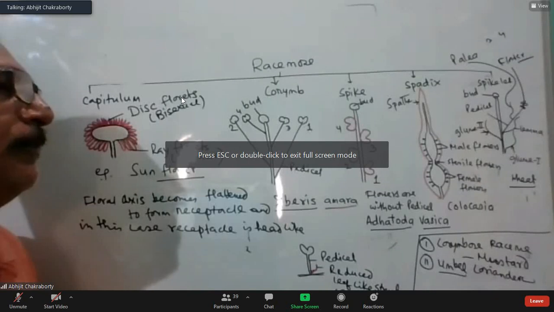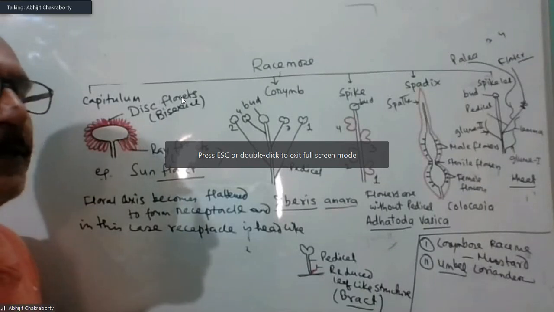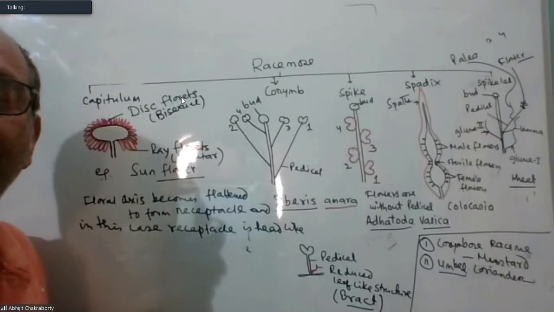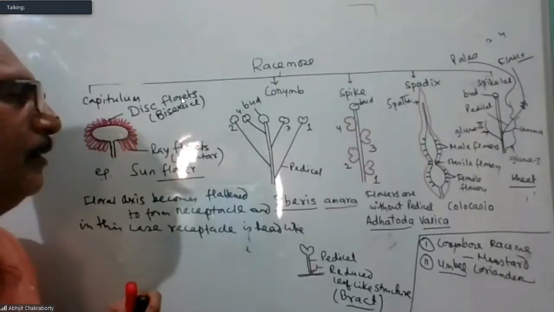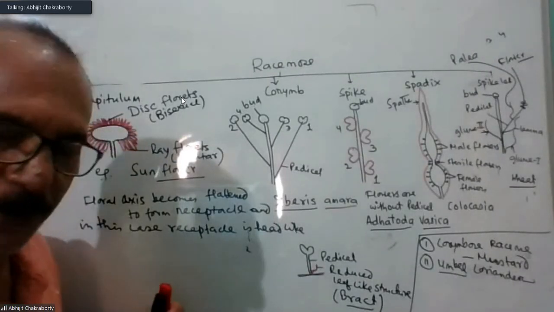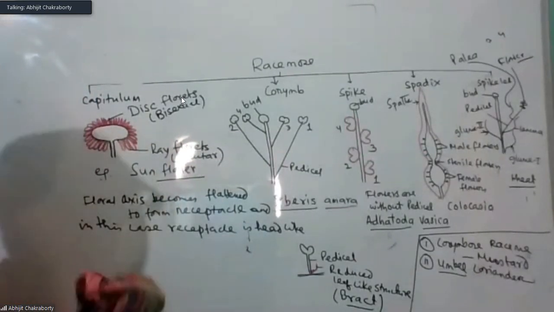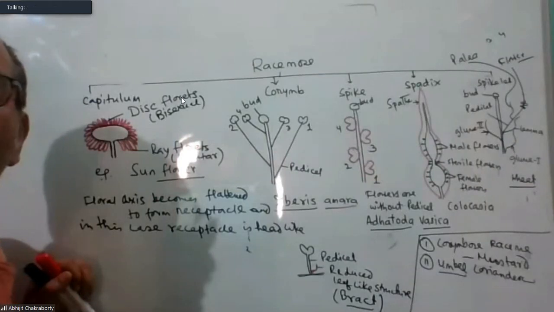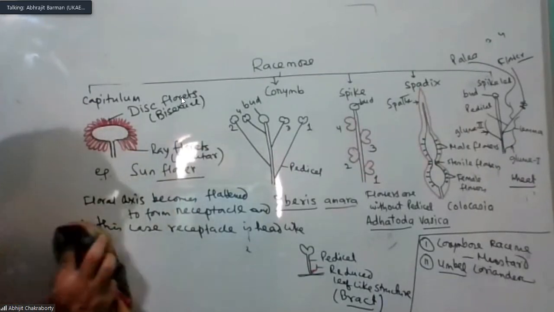The flower where both male and female reproductive organs are absent is called a neuter flower. Clear?